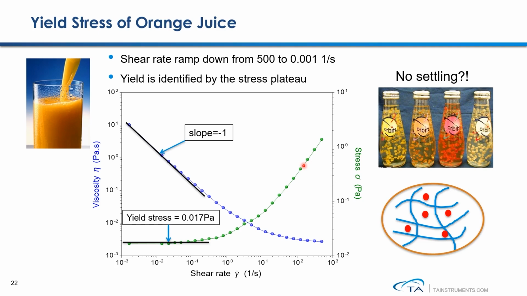After we load the sample to the rheometer and conduct this shear rate ramp down method, initially we can see that stress decreases with decreasing shear rate. But when the rate decreases down to a certain value, the stress curve shows a plateau and does not further decrease with rate. And then we can take the plateau stress and define that as the yield stress of this sample. Below yield, the viscosity of the sample goes to infinity with a slope of -1.